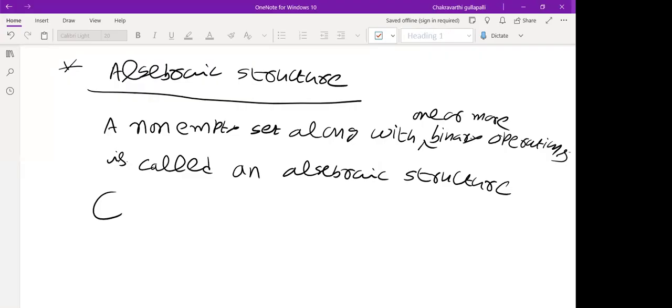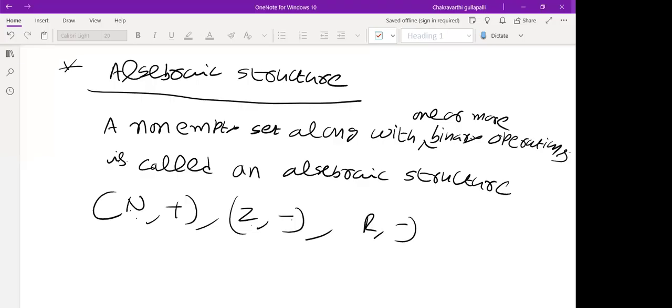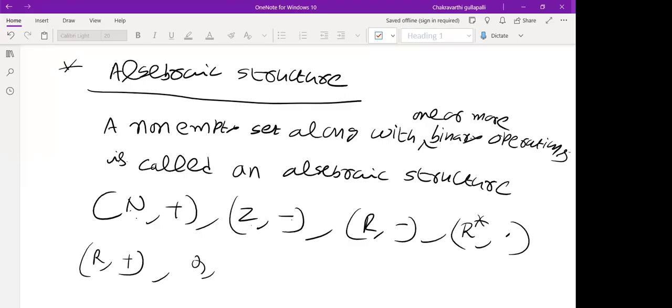So what are the algebraic structures? Natural numbers along with plus, because plus is binary on N. Z along with plus as well as minus, because the difference between two integers is an integer. Minus is not binary on N, but it is binary on Z. And you can have R along with minus, R star along with multiplication, R along with plus, Q along with minus, etc. These are all algebraic structures.